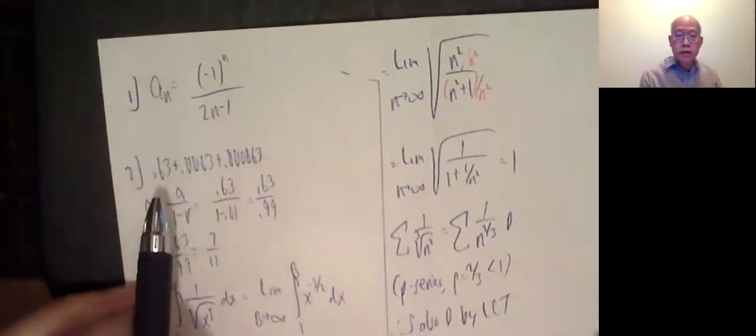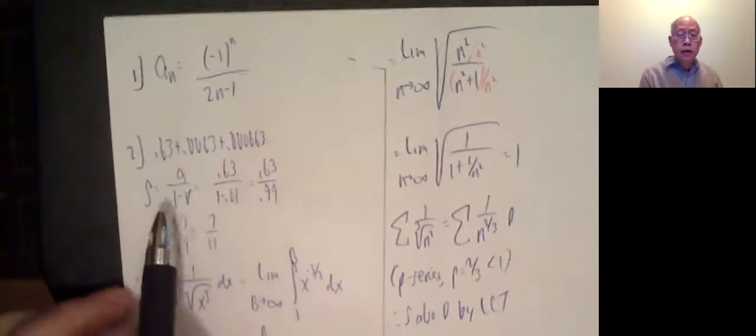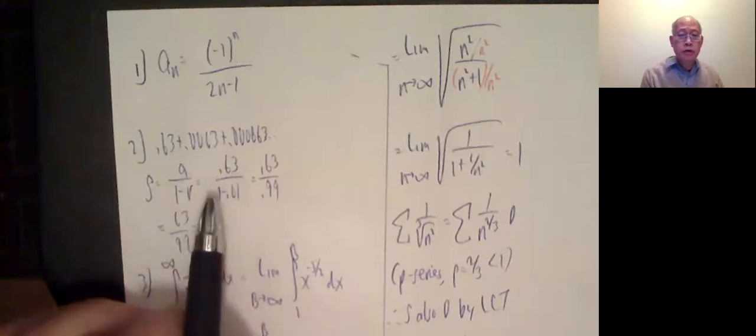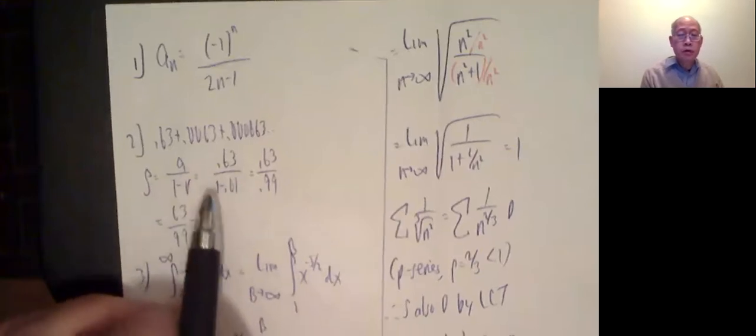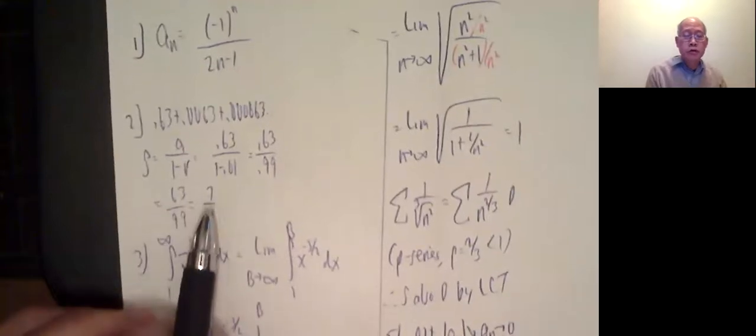Number 2, treat it as 0.63 plus 0.0063 and so on. So S is A over 1 minus R. So the first term would be 0.63. The common ratio is 0.01. So 1 minus 0.01 is 0.99. That's 63 over 99 or 7 over 11.